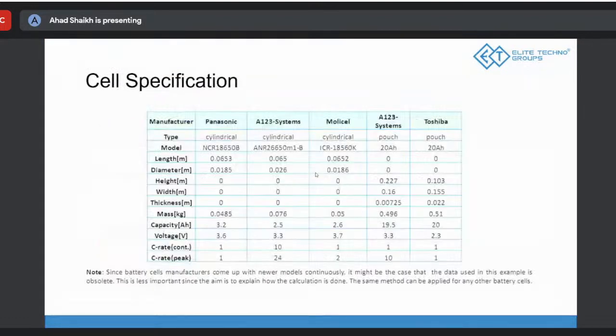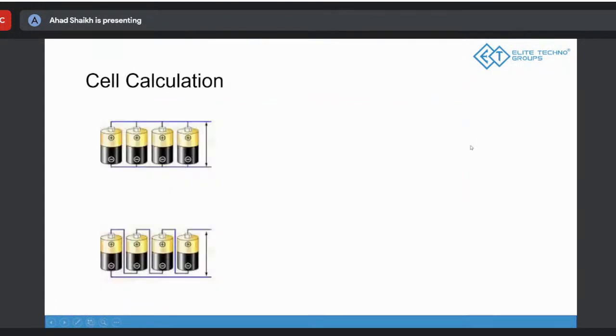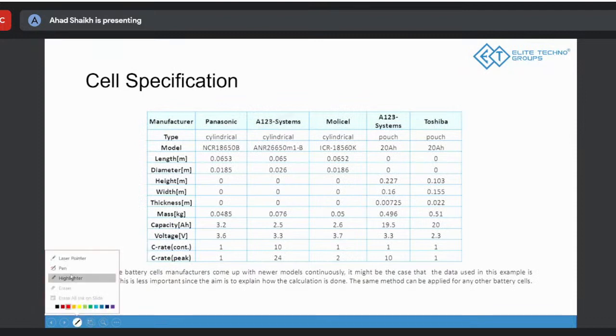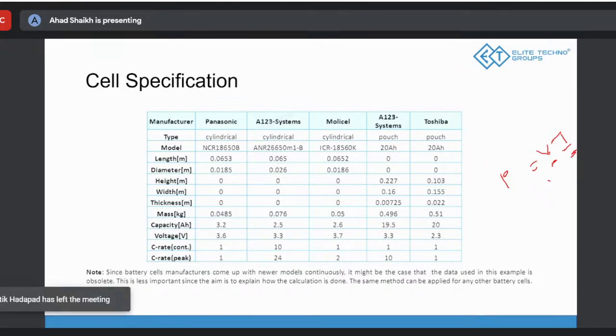In terms of electricity, how exactly do we find out the energy? Power is equal to V into I. V is the nominal voltage that one cell has, and I is the current rating that it gives, basically the current output that it has. So that's how we get the power of the battery pack.